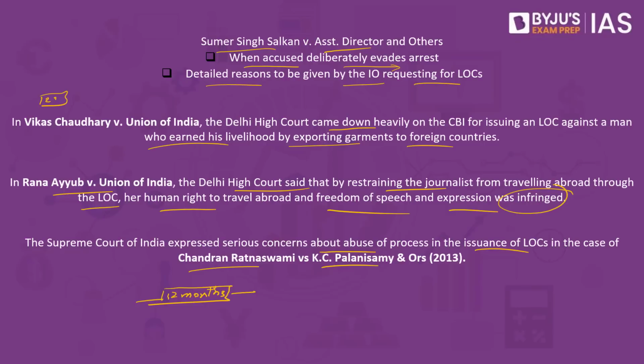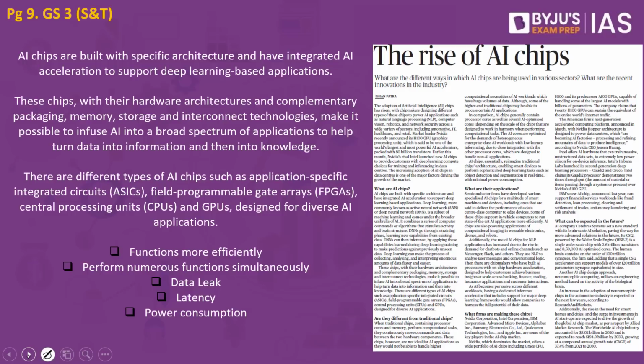Now let's look into the next article. This article says the rise of the AI chips. Let us try and understand what this article is all about. What are the AI chips? AI chips are also called the AI hardware. They are particularly designed accelerators for the artificial neural networks.